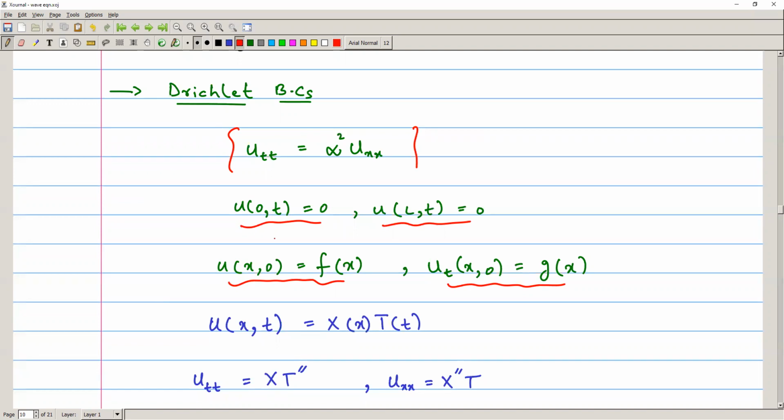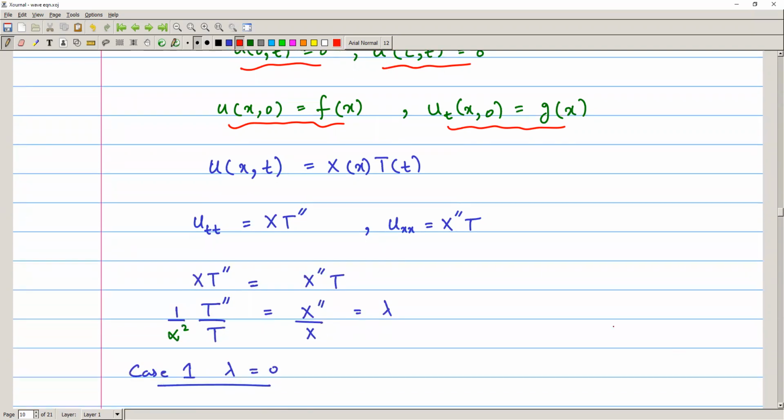Again, we are using the same concept of separation of variables. Here we separate the variables by using the product function. Then we will calculate u double t and u double x, and we will generate the equation in this form, and equate it with lambda, and then we will solve for three cases, as we did in the case of the heat equation.